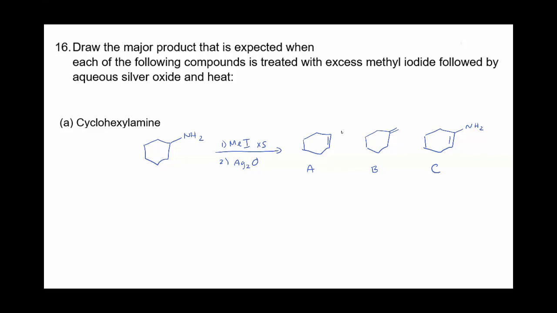All right, good. So we're going to get A for this one. And because there's only one type of proton, we'll just get A. B is not what we're going to get because we've added a carbon there. And then the methyl iodide is going to eliminate the NH2, so we won't get that either. So we should have A there. Questions there?